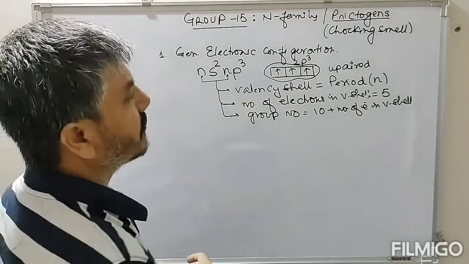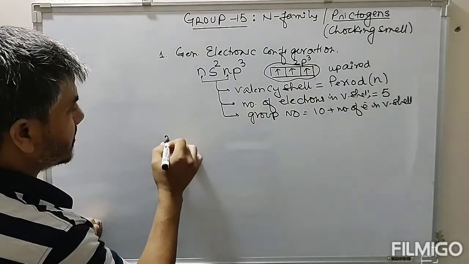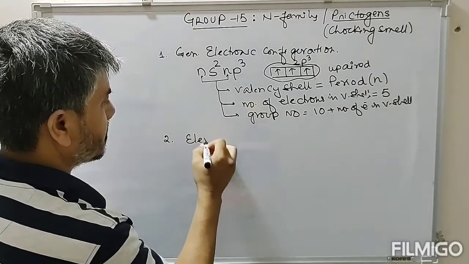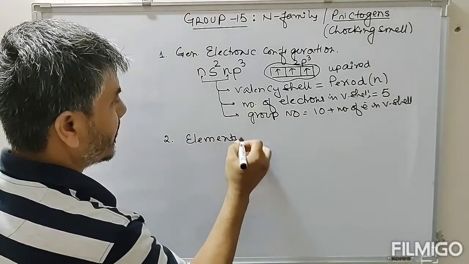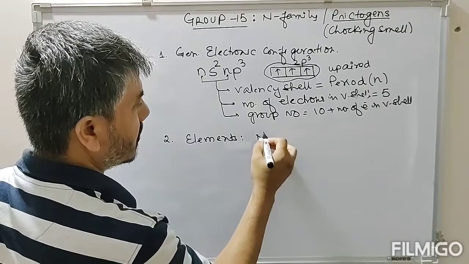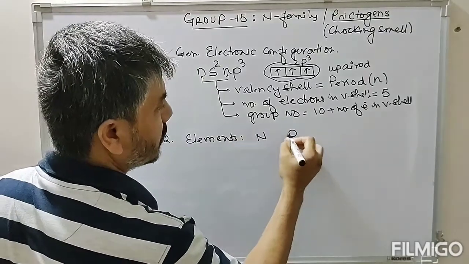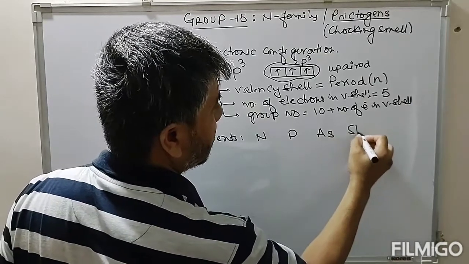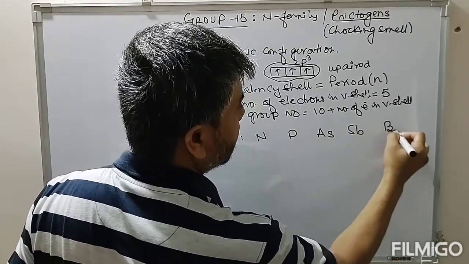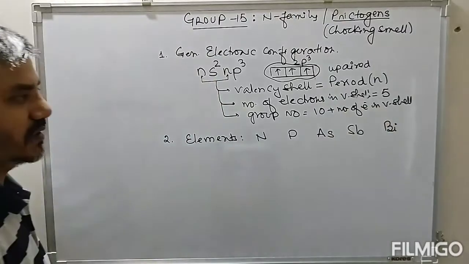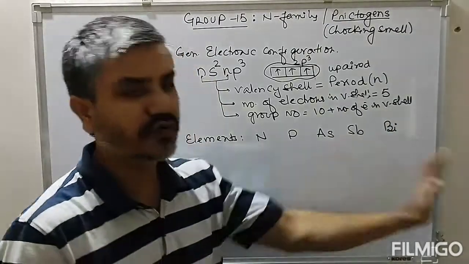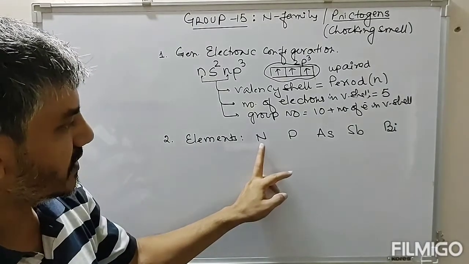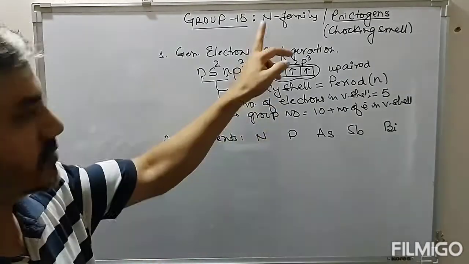After this electronic configuration, we come to the second, that is elements. We have nitrogen, phosphorus, arsenic, antimony and bismuth. These are the elements of group 15. So the first member of the family is nitrogen, so we say this is nitrogen family.